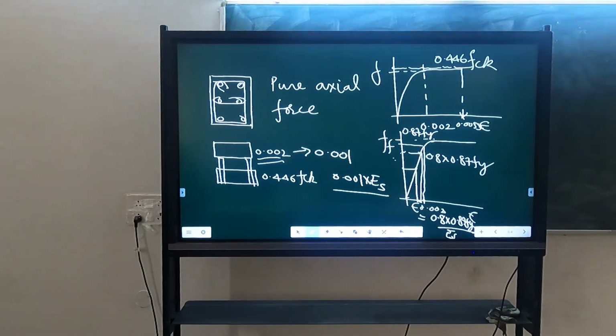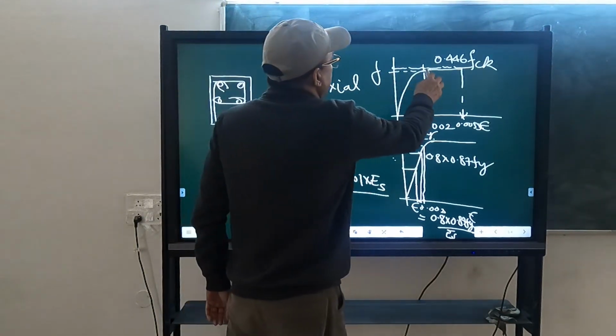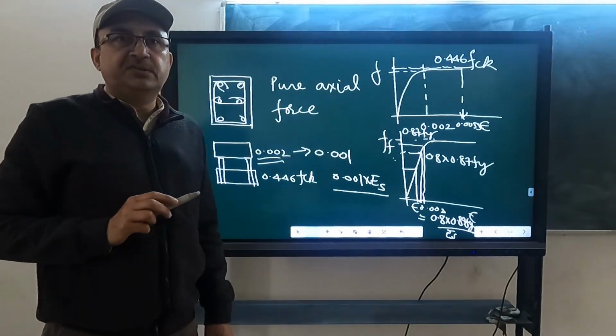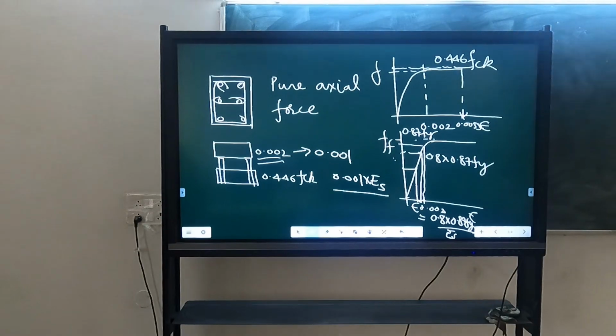Sir, can you repeat why 0.002? Why 0.002? Because if it has already reached 0.002, then the stress of 0.46 fck has been reached. Suppose on this column I apply a little more load. What will happen? Concrete cannot take any more load. So concrete will go on deforming and it will finally collapse. So we cannot apply more than 0.002.